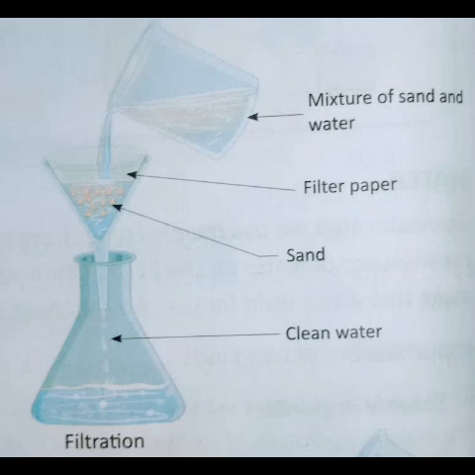Soluble impurities are the ones that dissolve in water. Example, common salt. What is soluble impurities? Soluble means the substances soluble in water are called soluble impurities, the ones that dissolve in water. Example, common salt. Insoluble impurities. What is insoluble impurities? Insoluble impurities are the ones that do not dissolve in water. The substances that do not dissolve in water are called insoluble impurities. Example, sand and mud.